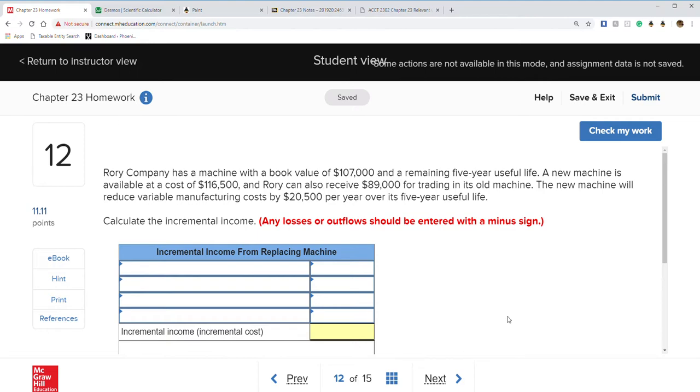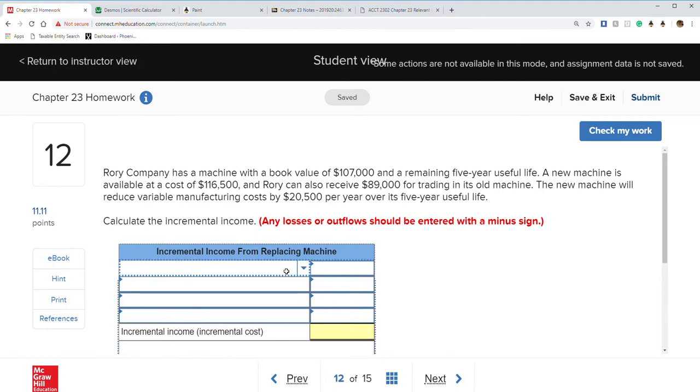Worry Company has a machine with a book value of $107,000 and a remaining 5-year useful life. Well, guess what? We don't care about the book value. Usually we don't really matter about that because that's just what it is. What we care about is what we're going to trade it in for. So the new machine will reduce variable manufacturing costs by $20,500. We're going to get one for about $116,500, and we're going to receive $89,000 for trading in the old machine.